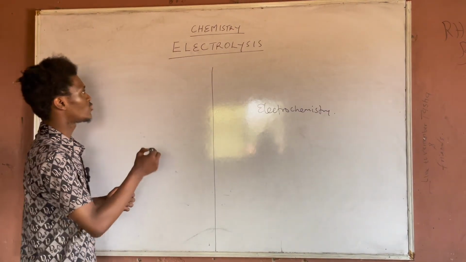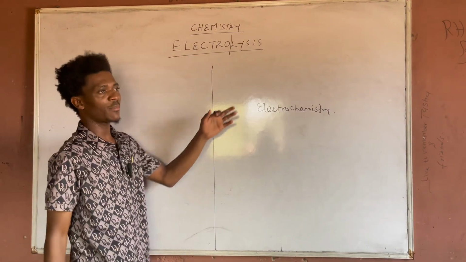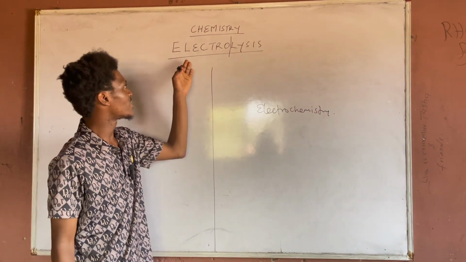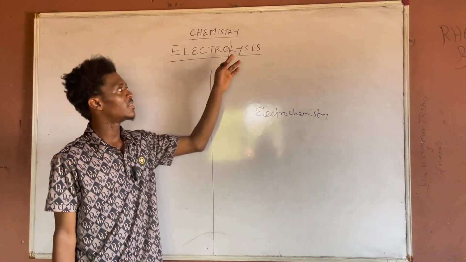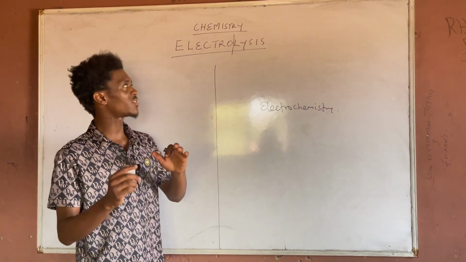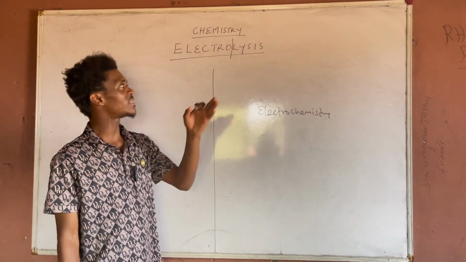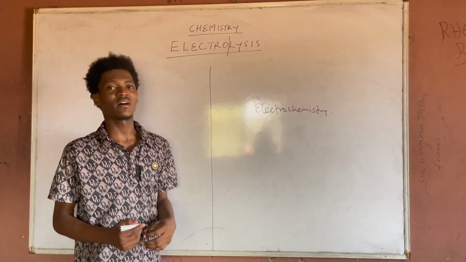And the first part should be what? Electro, which is this first part, while the other part is lysis. So I can say that electro means electricity, electric current, while lysis means to split or to decompose. So in a nutshell, it is using electric current or electricity to split a chemical substance.